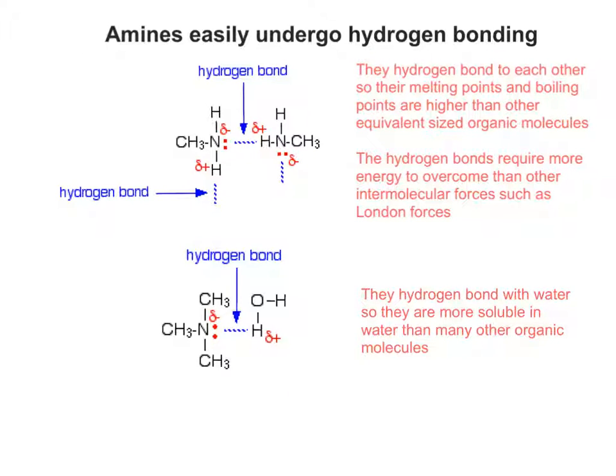So as you'd expect, having a nitrogen atom bonded to a hydrogen atom, they undergo hydrogen bonding. So they not only hydrogen bond to each other, making their melting points and boiling points higher than normal, but also the hydrogen bonds as a result require more energy, which would explain the increased melting point. They're also very soluble in water because of the same reason. They hydrogen bond with the water molecules around them. So they're soluble in water, and in addition they hydrogen bond with each other, so have increased boiling points.